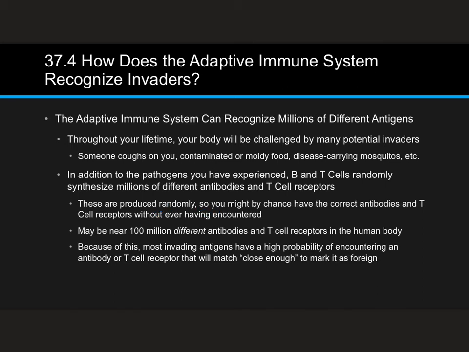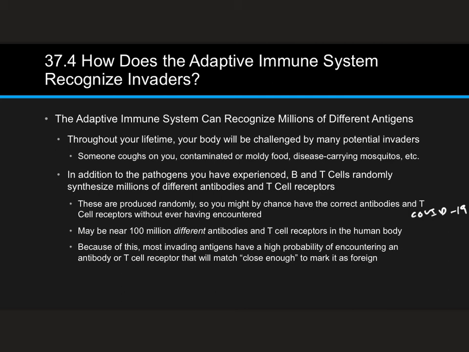So you might, just by chance, have the correct antibody or T cell receptor without ever having encountered a particular disease. You might hear people ask, why are some people not getting symptoms of COVID-19, or why do some people not have as bad of symptoms? Well, perhaps they just by chance had B and T cells producing the right antibodies and T cell receptors randomly. That's certainly a possibility.